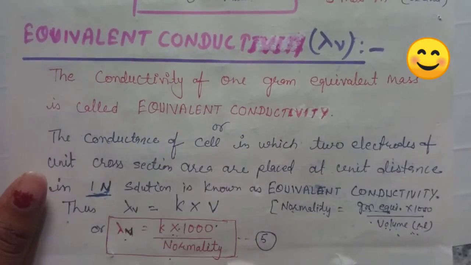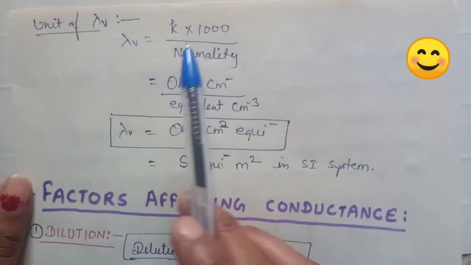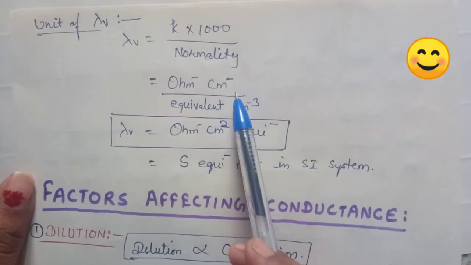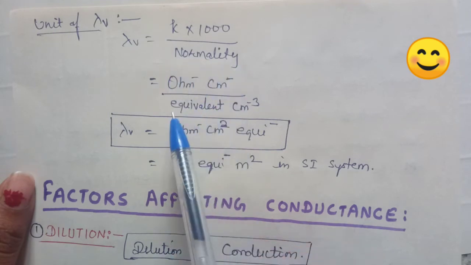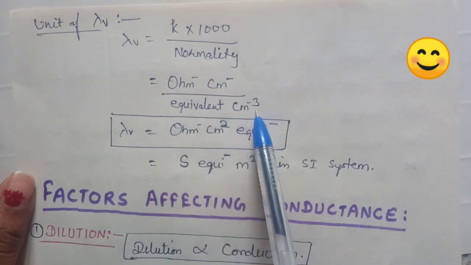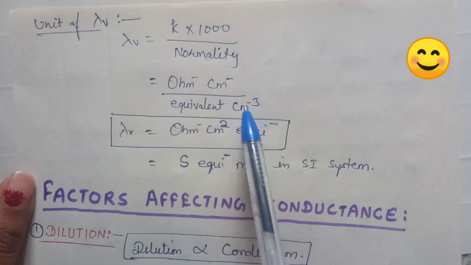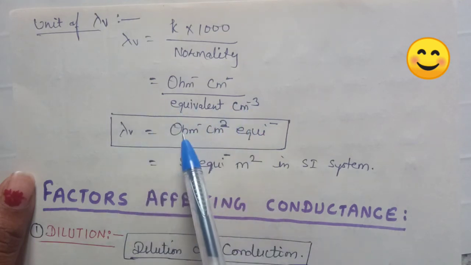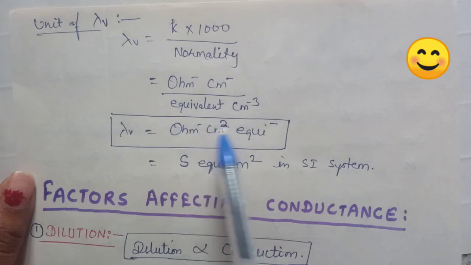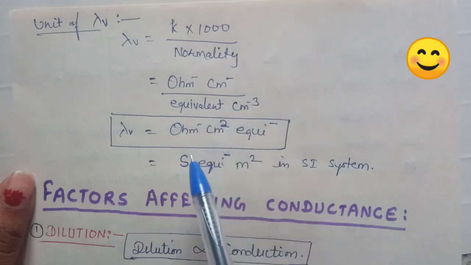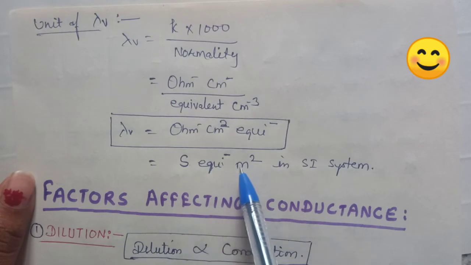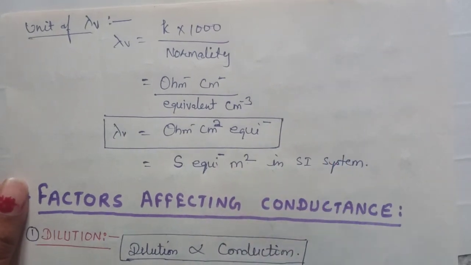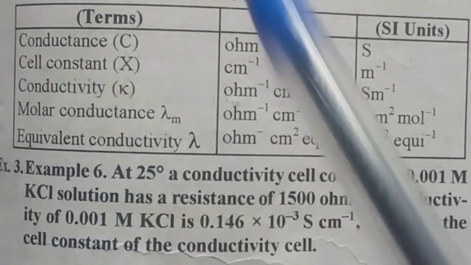Now its unit. Lambda is equal to kappa into 1000 upon normality. Kappa means ohm inverse centimeter inverse, but normality is equivalent per centimeter cube. Centimeter inverse is cancelled by the centimeter inverse from here. So the unit will be ohm inverse centimeter square equivalent inverse, or Siemens equivalent inverse meter square in SI system. Clear this thing?